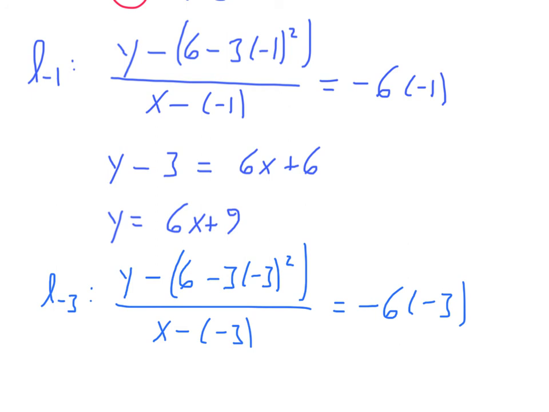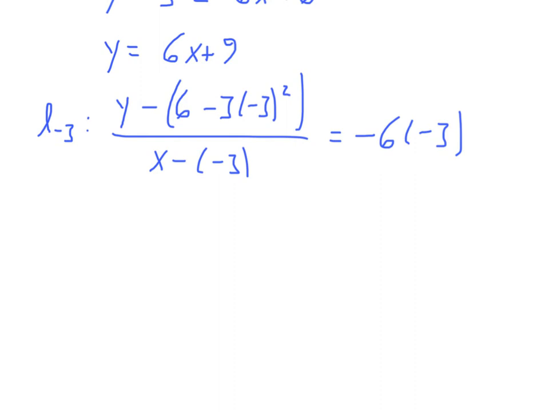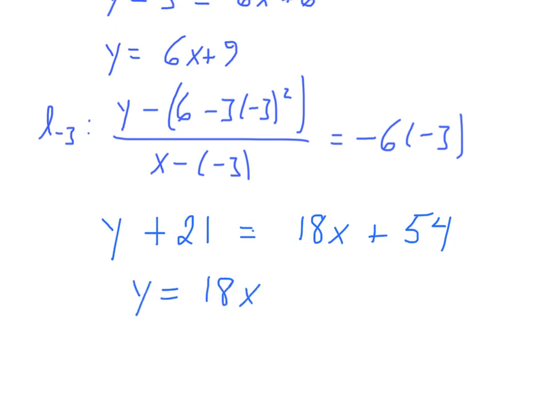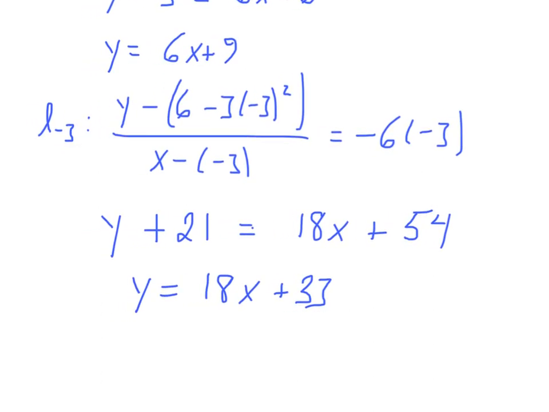And simplifying this, what will we get? We'll have y minus, so what do we have? 3 times 9 here is 27. 6 minus 27 is minus 21, and we have a minus minus, so I think that's y plus 21 is equal to 18x plus 18 times 3, which is 54. So we have y is 18x, subtracting 21, plus 33. Again, you can double check to make sure that minus 2, minus 3 actually lies on this equation, and it does.